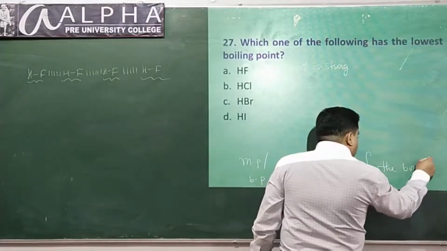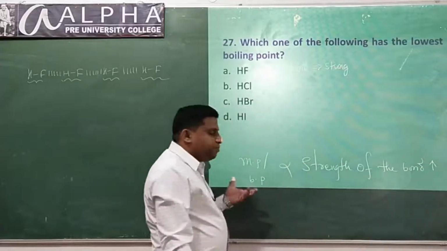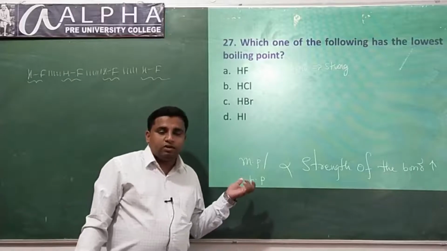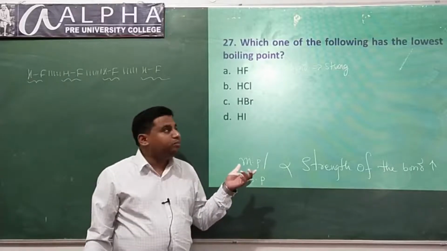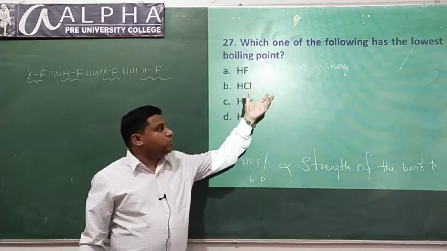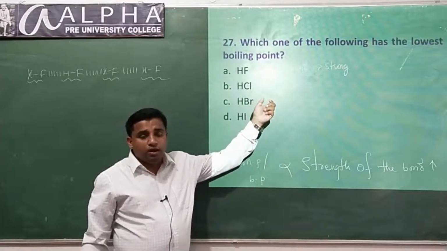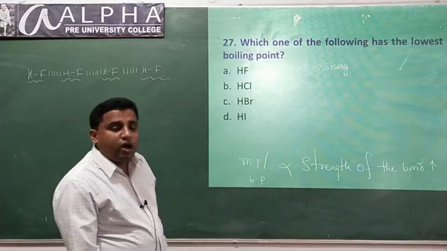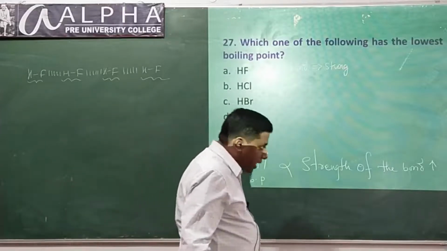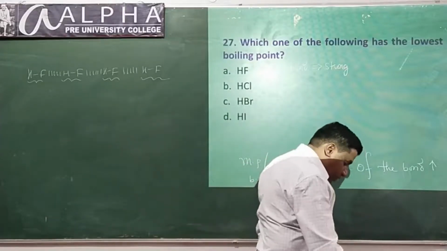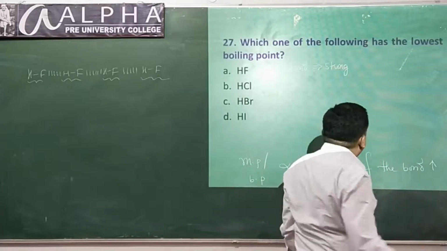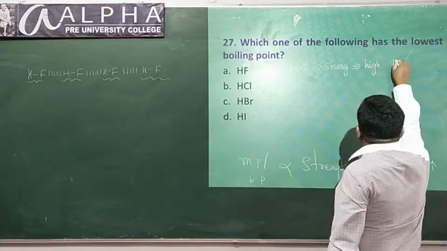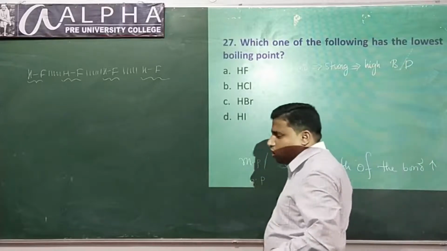Stronger the bond, more will be the melting point and boiling point. Weaker the bond, lesser will be the melting point and the boiling point. So hydrogen fluoride molecules are held together by hydrogen bond. Hydrogen bond is a strong bond, therefore boiling point or melting point of hydrogen fluoride will be high. Is it correct? Yes.